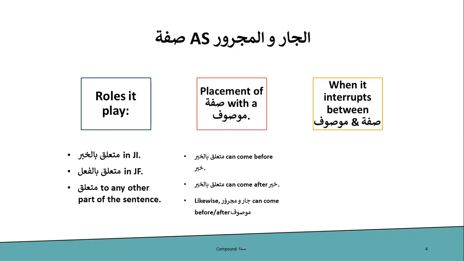Now, when jar majroor interrupts between mawsuf and sifa, it can only occur with nakira ism, when the mawsuf is a common ism. Also, it becomes the first sifa. So there was already a sifa and jar majroor came and interrupted it. So this jar majroor will become the first sifa. And generally, for such interruptions, min is used. So these are some of the things that you have to keep in mind.